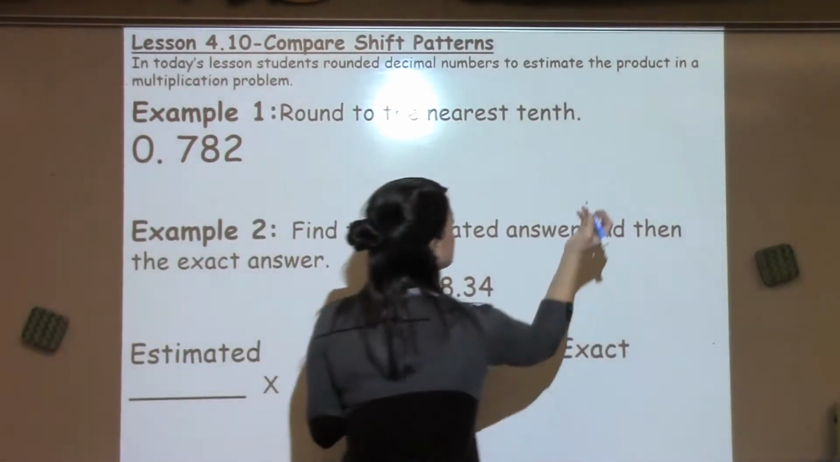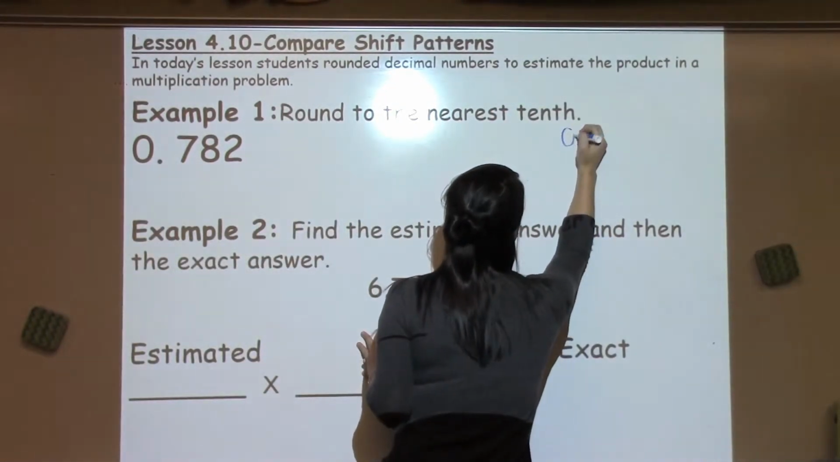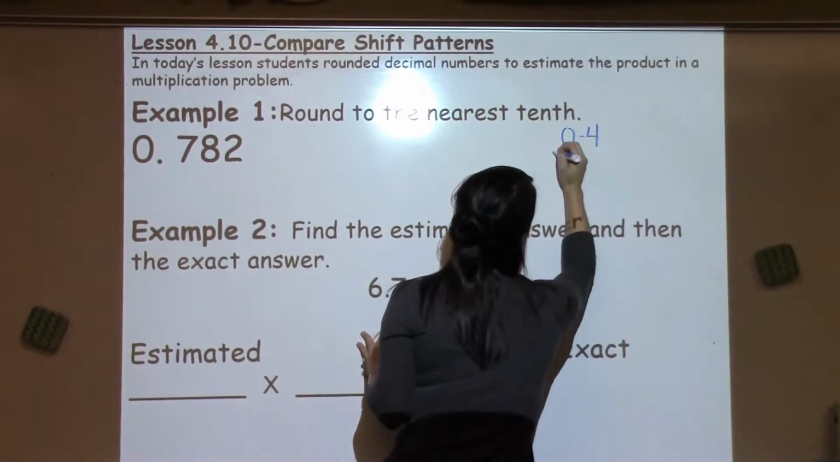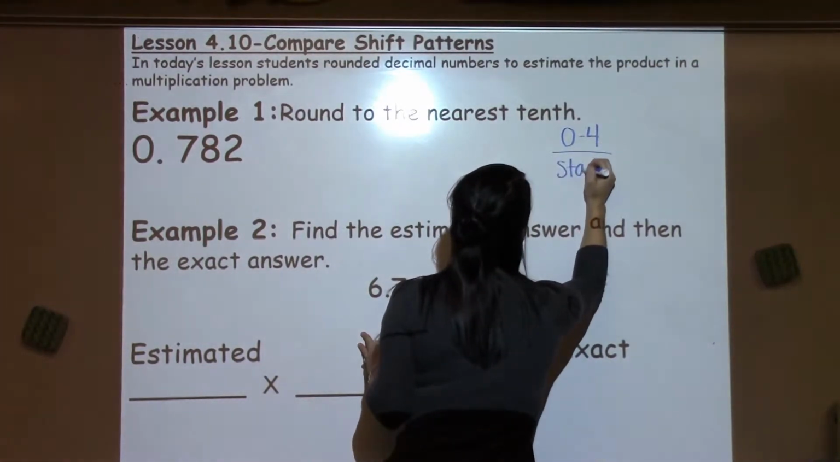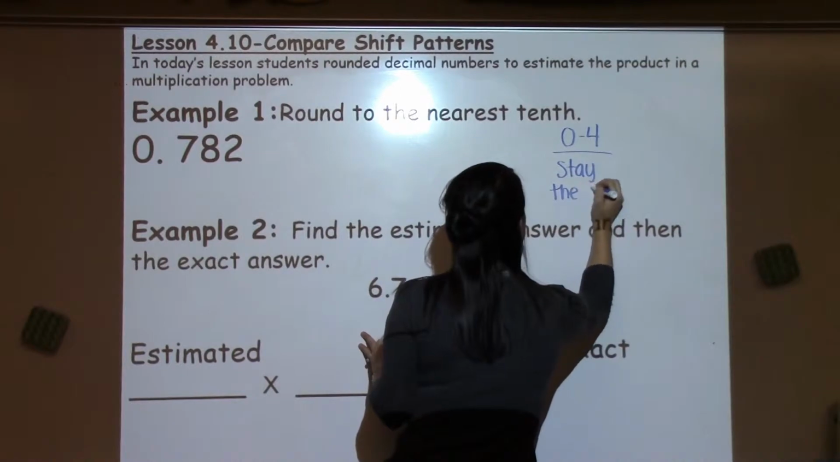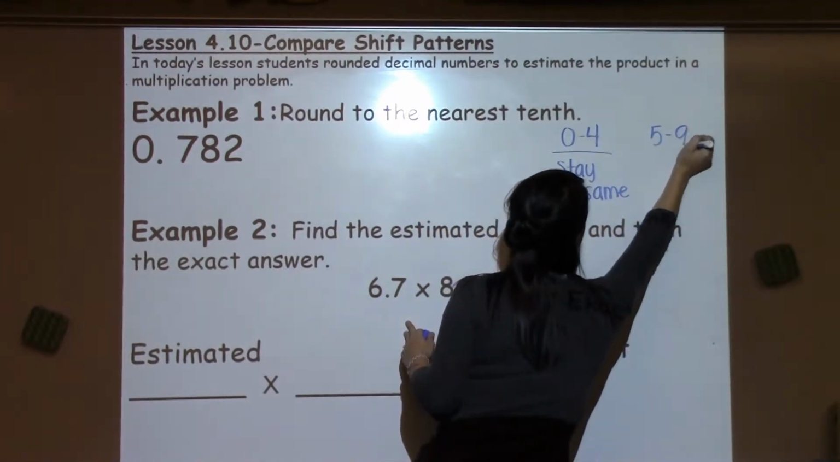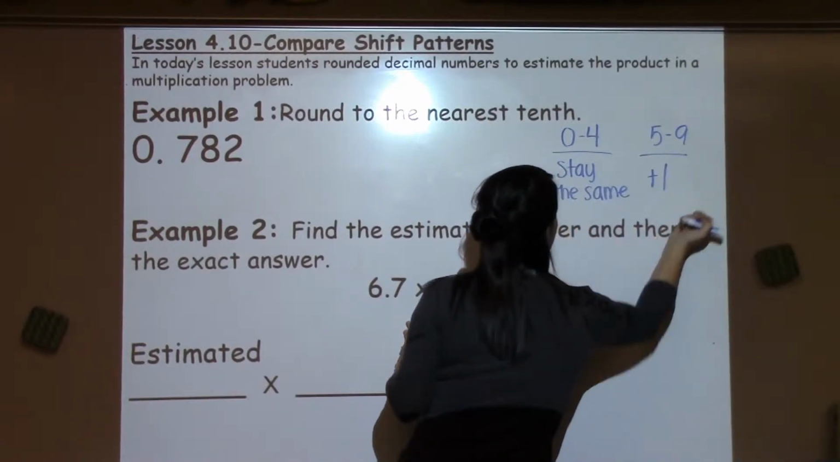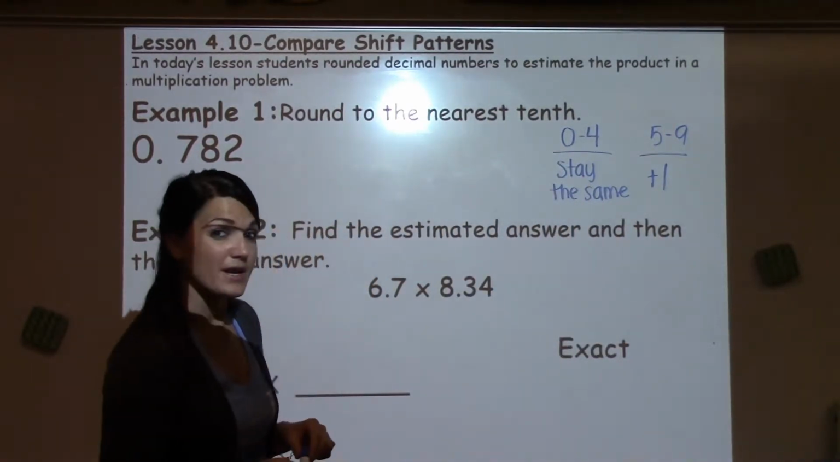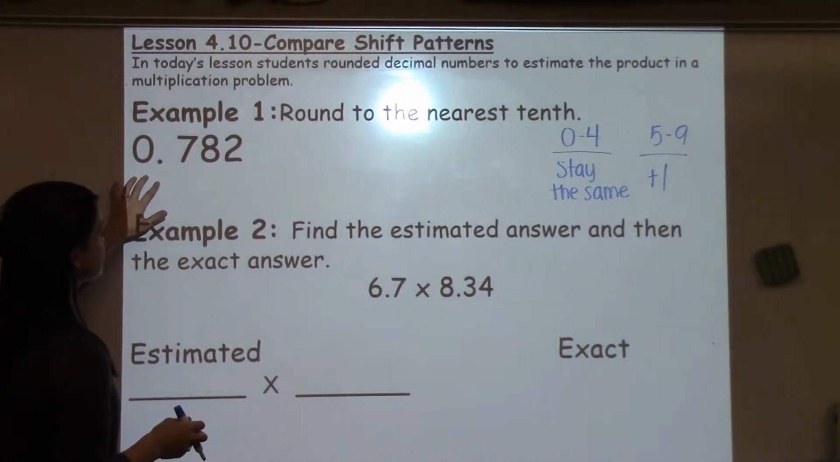Something that's really important to remember when they're rounding is anytime you have a 0 to 4, you're going to stay the same. And then if you're working with numbers 5 to 9, you're going to add 1 to the other number. So that'll make sense here in just a minute when we work on this example.